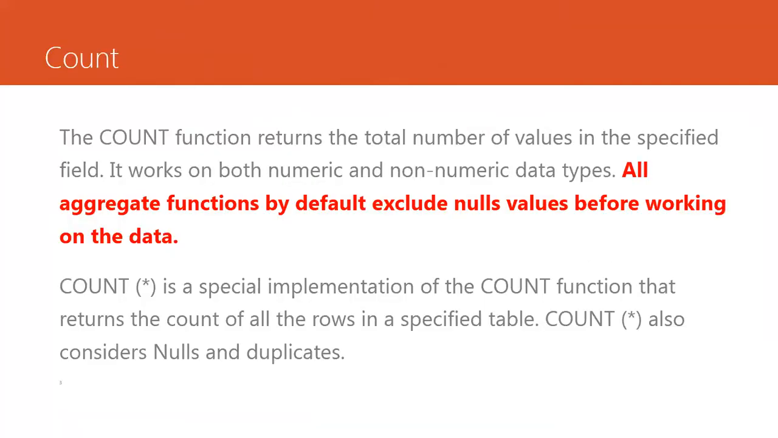Next function is count. The count function returns the total number of values in a specified field. It works on both numeric and non-numeric data types. All aggregate functions by default exclude null values before working on the data. Count asterisk is a special implementation of the count function that returns the count of all the rows in a specified table. Count asterisk also considers nulls and duplicates.